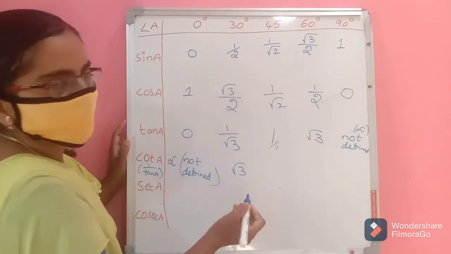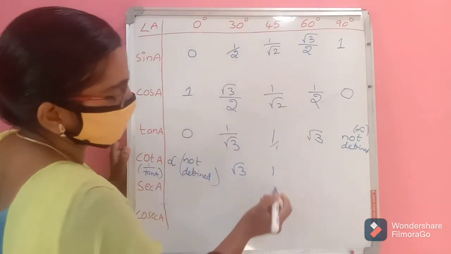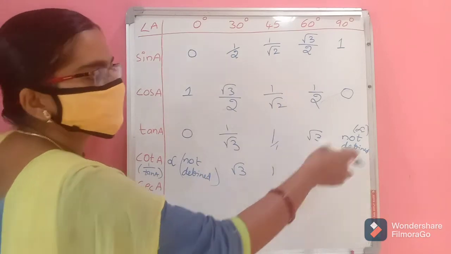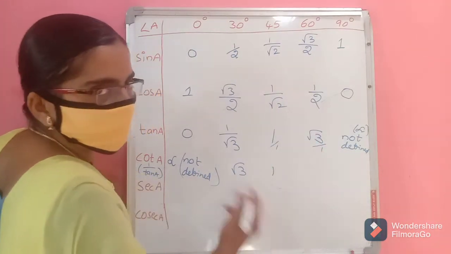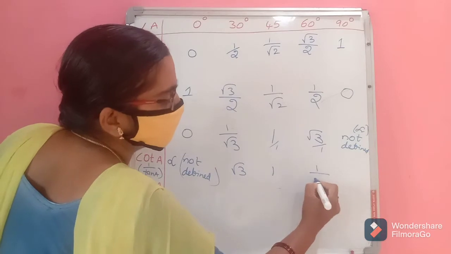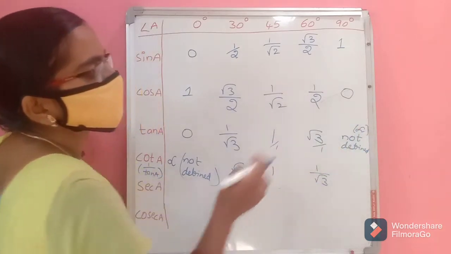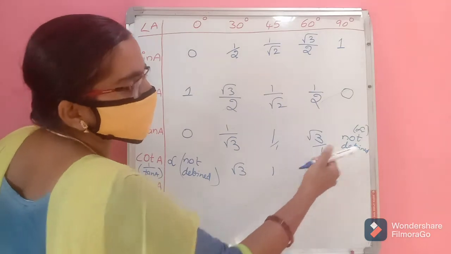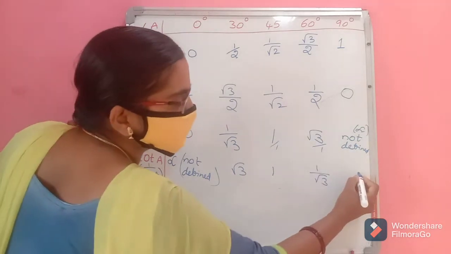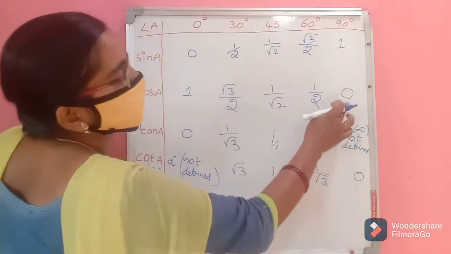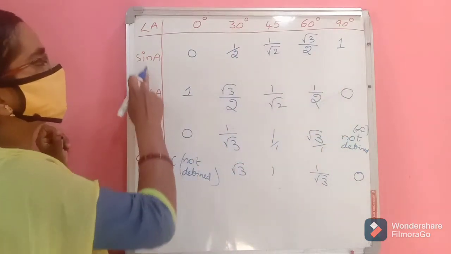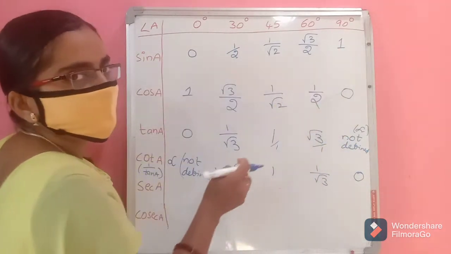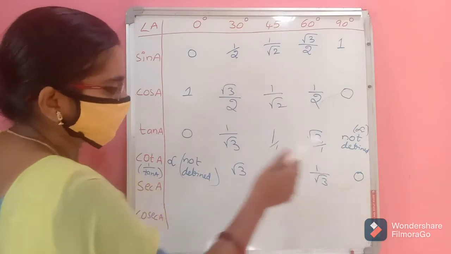1 we can write as 1 by 1. Its reciprocal is also 1 by 1. This is root 3. Its reciprocal: we can write this as root 3 by 1, its reciprocal is 1 by root 3. This is infinite, so 1 by infinite is 0. So simply you can understand here, cot means cos by sin. Opposite: 0 by 1. 0 by anything is 0.